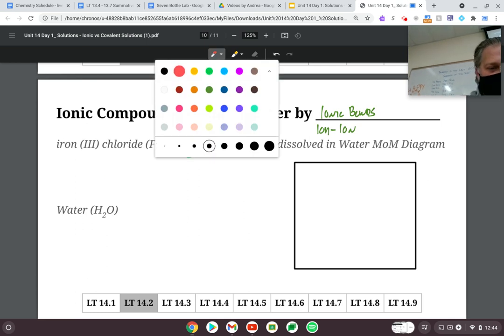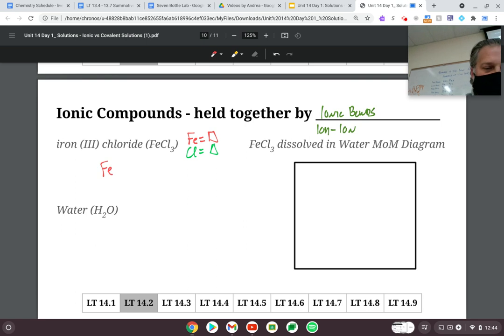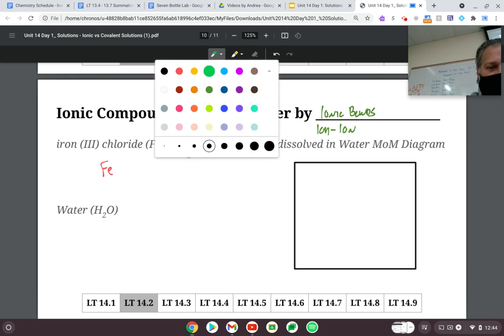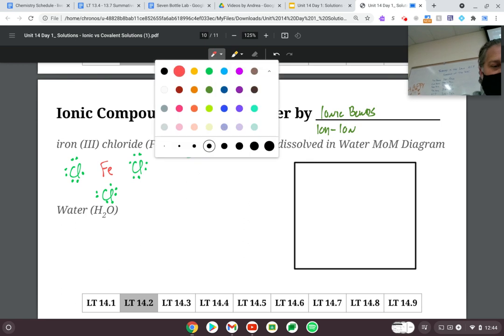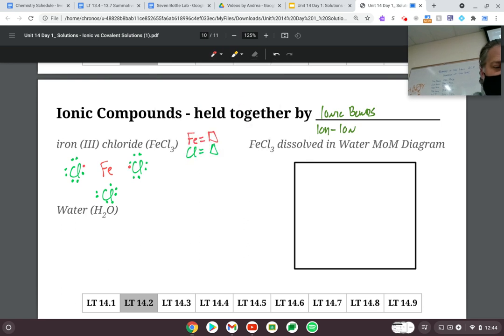So I'm going to have Fe, and then chlorine, and I'm kind of getting ahead of the game here, showing it's already bonded together. And I'm purposefully choosing a different color here for the last electron around chlorine because I want to indicate that that electron has been transferred.